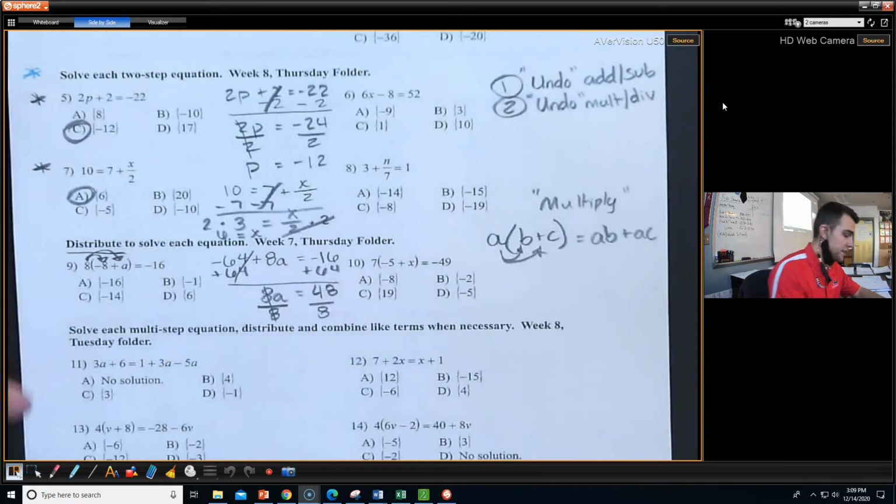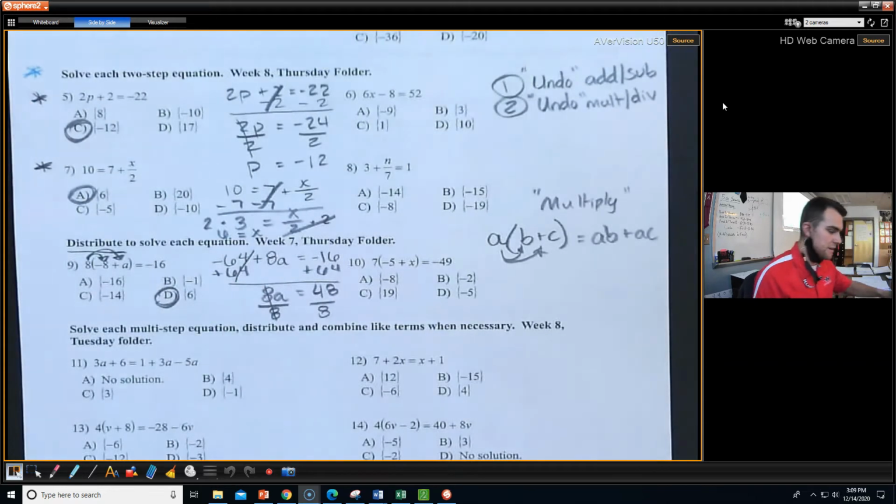And that's right. So a equals 6. So that's D. Okay. And that's kind of key to note about distribution. And kind of here is the difference.